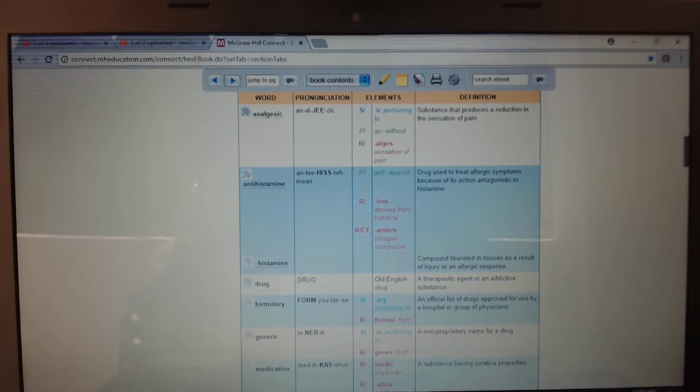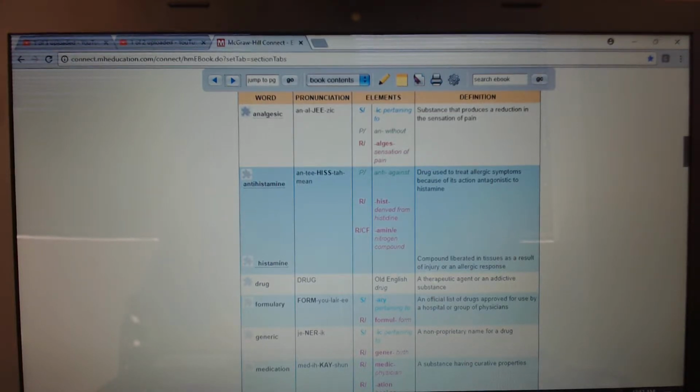Analgesic. Algese is sensation of pain, a substance that produces a reduction in the sensation of pain. Antihistamine, hist is derived from histidine, and then amine is a nitrogen compound. It's a drug used to treat allergic symptoms because of its action that's antagonistic to histamine. Histamine is a compound liberated in tissue as a result of injury or allergic response. Drug is an Old English term that means drug, a therapeutic agent or an addictive substance.